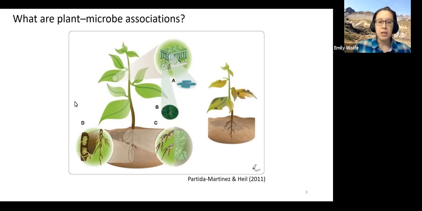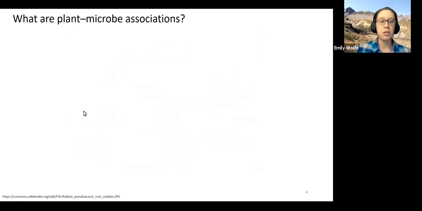And please keep in mind too, I like this figure for that reason. It shows A, B, C, and D. So plants can have multiple associations going at the same time. They can also vary spatially within tissues and temporally throughout the growing season, and they can also interact with one another in different ways. So let's take a look at some of these examples.